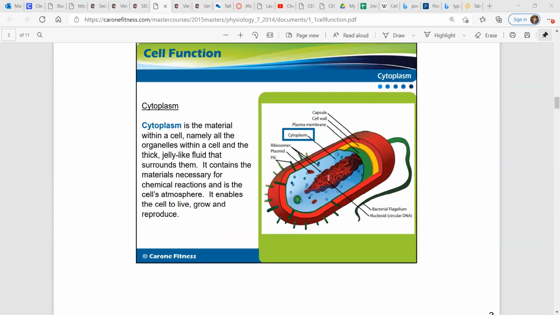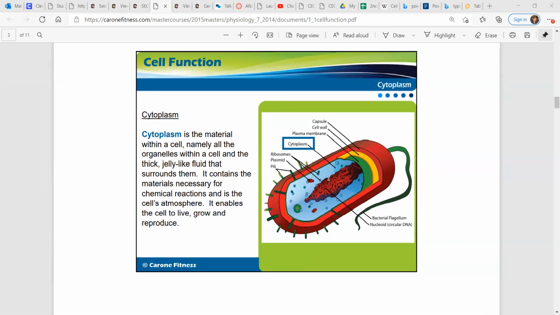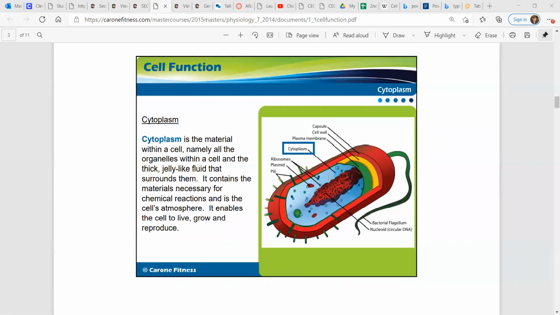Cytoplasm is the material within a cell, namely all the organelles within a cell and the thick jelly-like fluid that surrounds them. It contains the materials necessary for chemical reactions and is the cell's atmosphere. It enables the cell to grow, live, and reproduce.